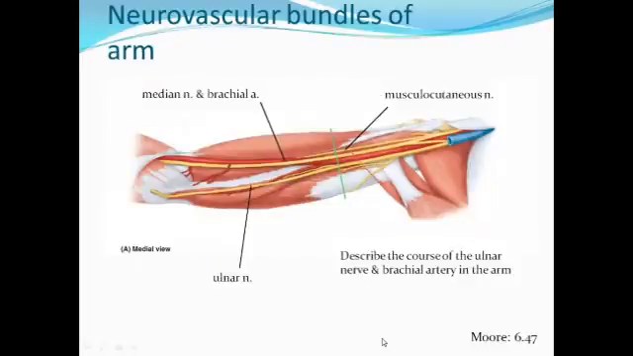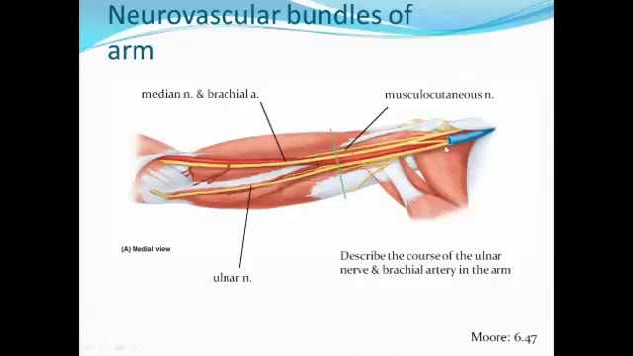So this is an image taken from the Moore textbook, and in it we can identify the neurovascular bundles of the arm. So here is our elbow. It's a medial view coming up to the medial aspect of the shoulder and axilla, and we can identify in red and yellow the neurovascular tissue. So the yellow tissue depicts nerves and the red depicts arteries.